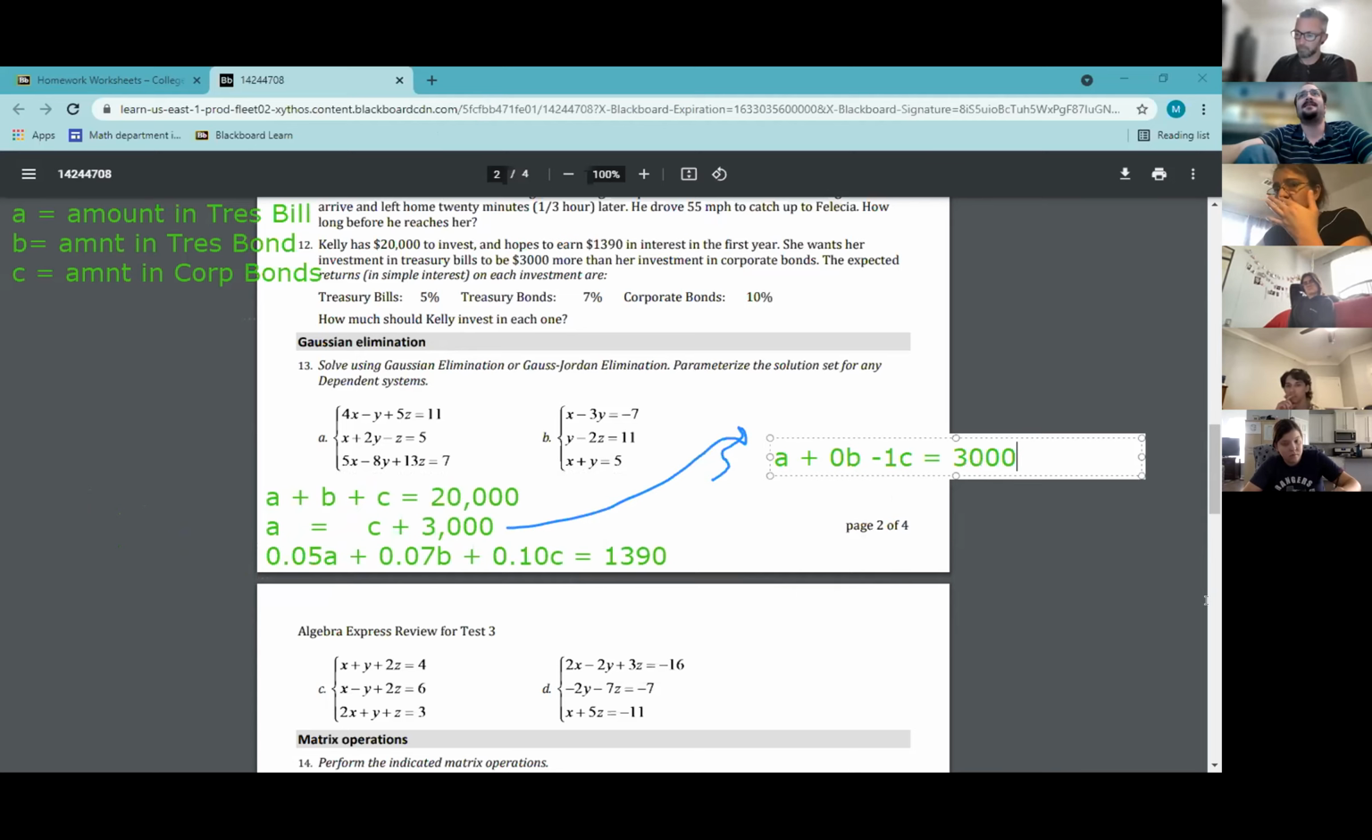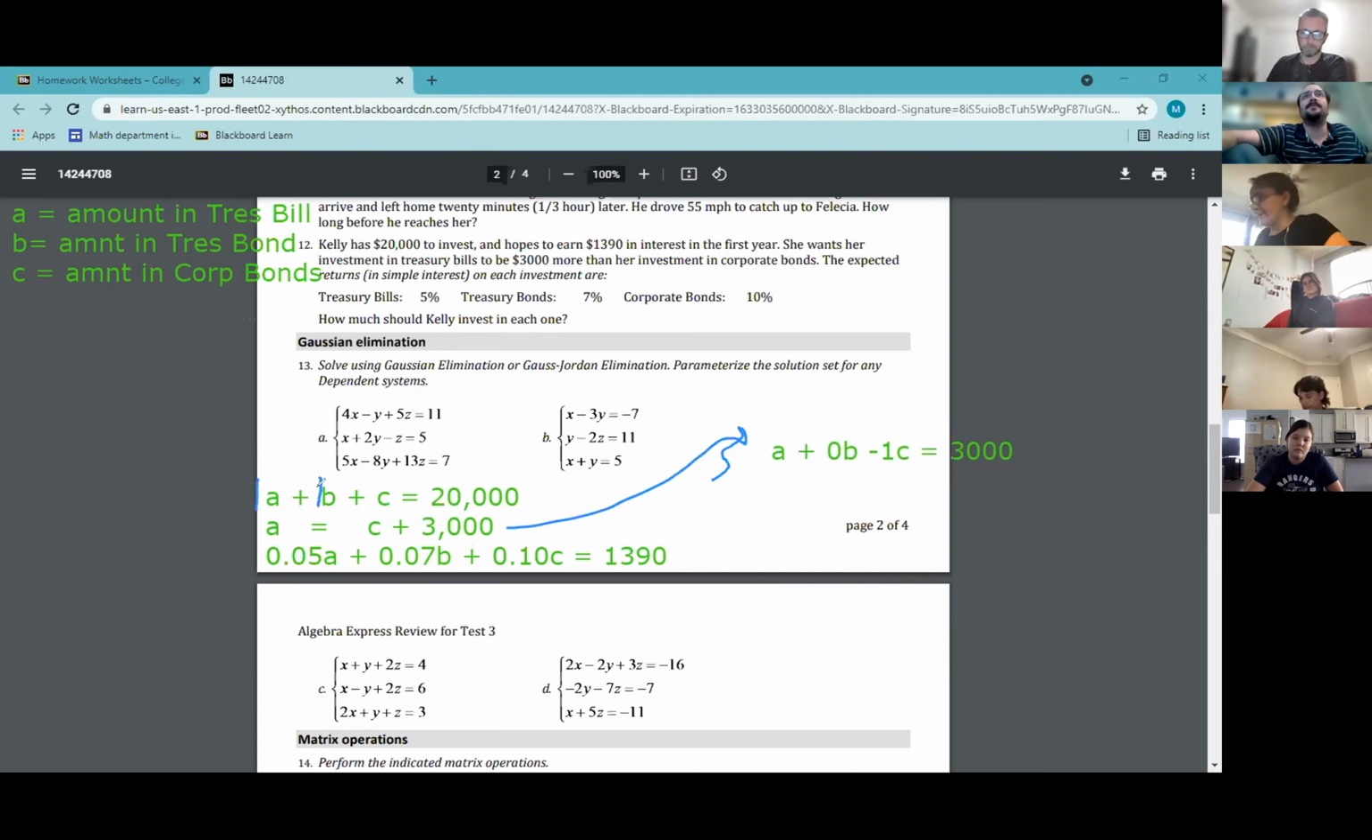So you might have to subtract the C over to put it in standard notation to get it into your matrix. But the rest of them should be ready to put into the matrix. These are all ones: 1, 1, 1, 2, 20,000. Doing 1, 0, minus 1, 3,000. I'm doing these decimals and then 1390.